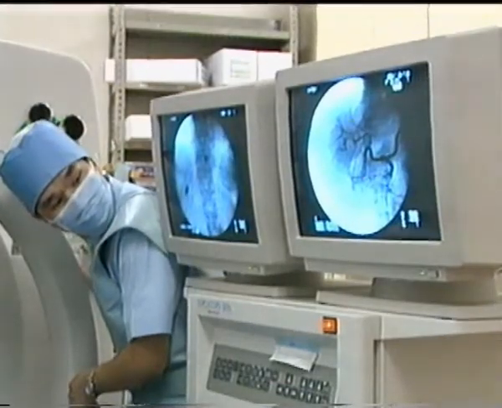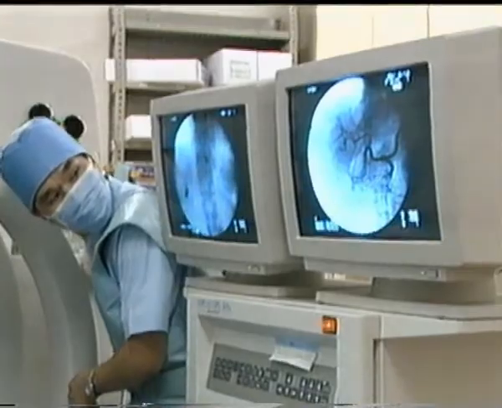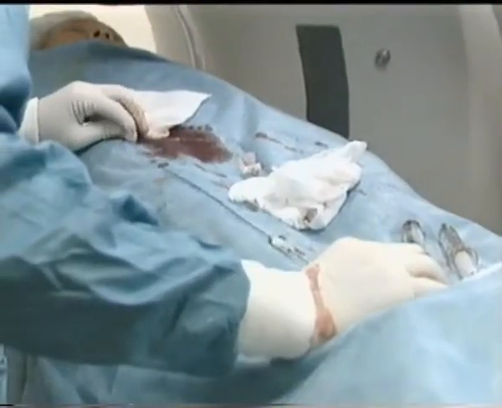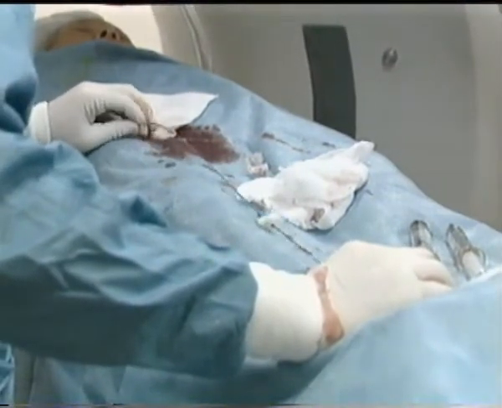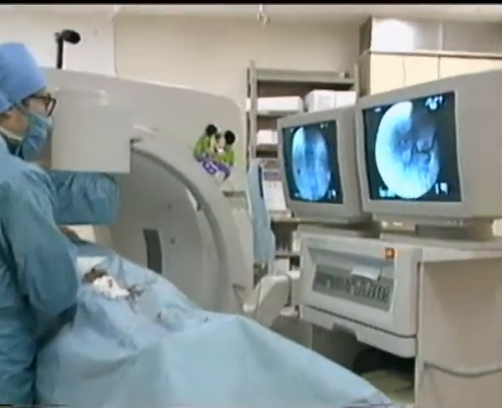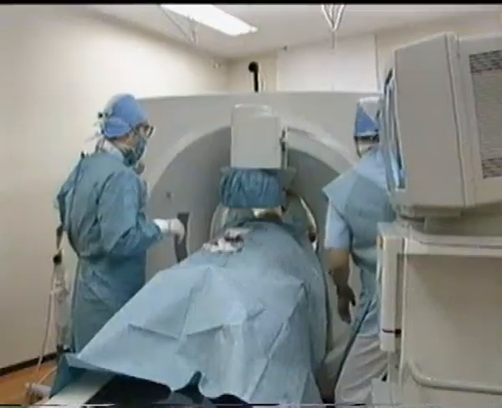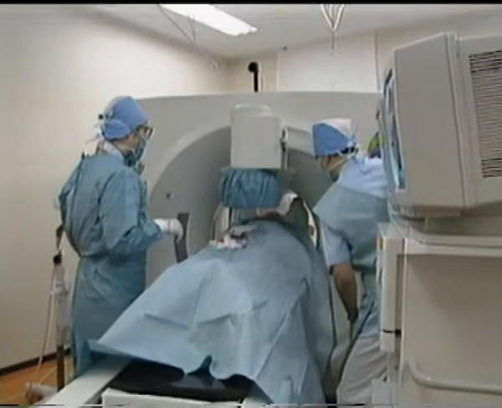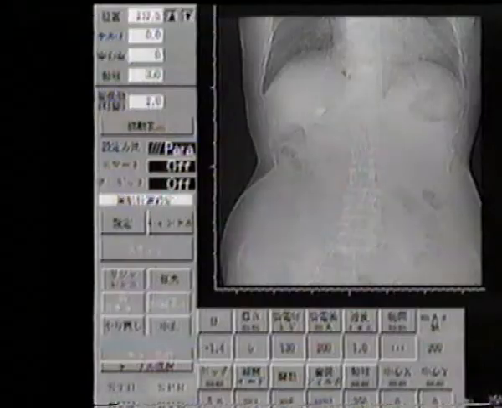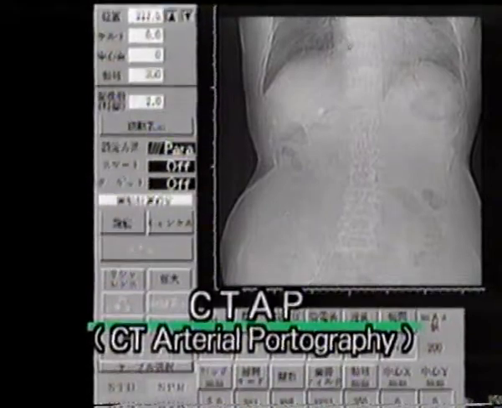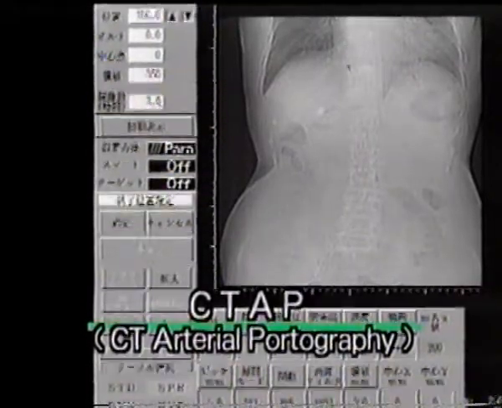After first setting up the undertube of the opuscope, CT arterial portography is performed. A catheter is inserted into the superior mesenteric artery while monitoring the fluoroscopic image on the opuscope, and the patient's couch is moved inside the gantry. A positioning scan is conducted using CT to produce a slice plan.